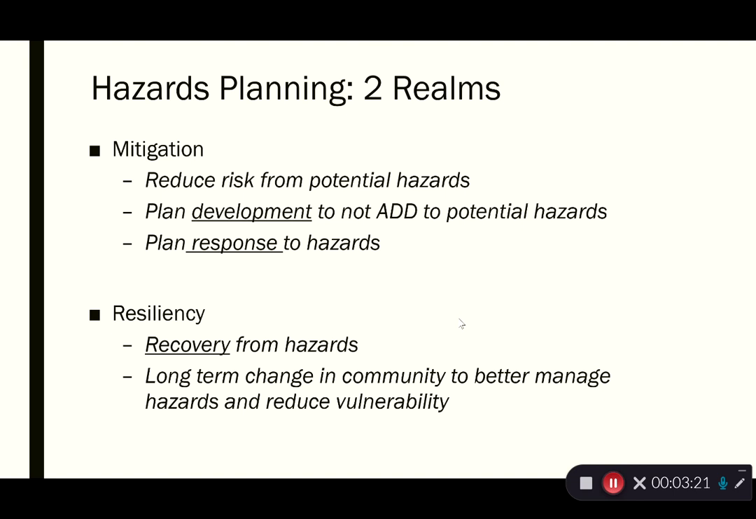And then resilience planning is really about recovery from hazards. So the long-term rebuilding and recovery after a disaster happens, but it's also really thinking about long-term change in the community to better manage hazards and reduce vulnerability. So it's about thinking differently about natural hazards and building our communities in such a way that the impact of future disasters will be mitigated. It'll be less, and we have a more robust recovery process in place to recover when disasters do happen. So those are kind of the two things we're going to focus on as we go through today's lecture.